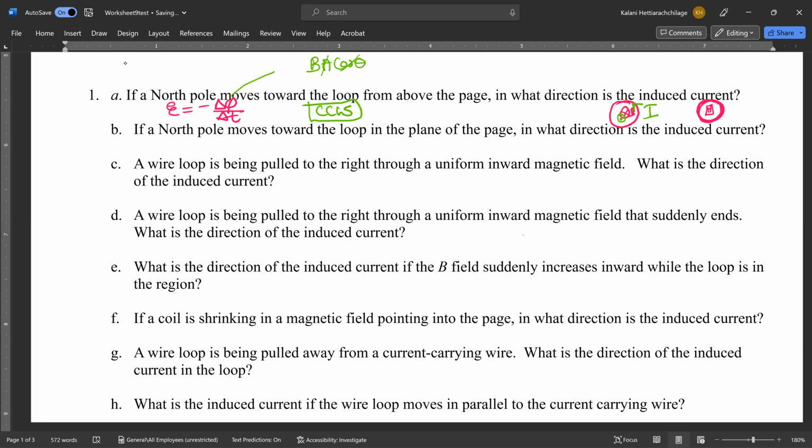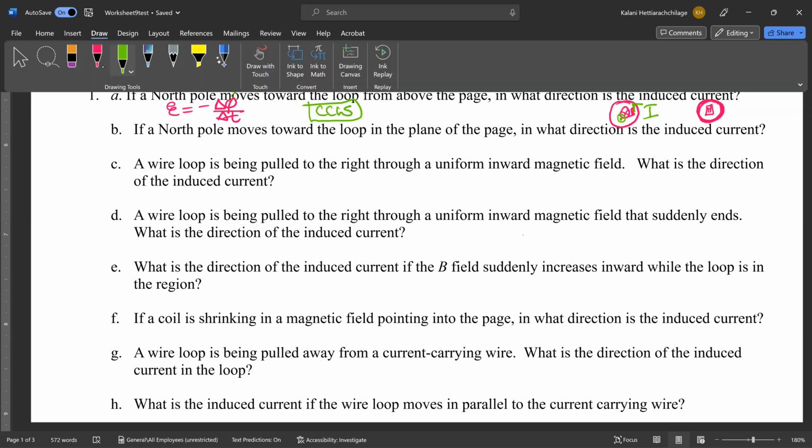I'm only changing the B, right? I increase the B, I need to decrease the B. To decrease B, I need to create an opposite direction B. Okay, so that's how you realize it. Okay, so now let's move into the second question.